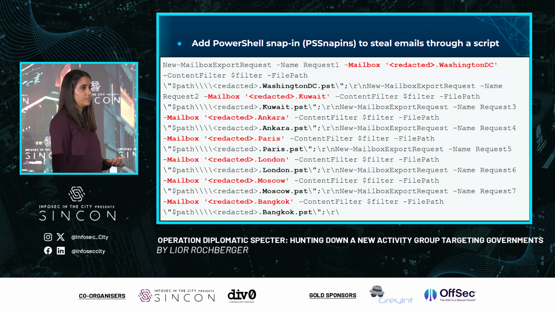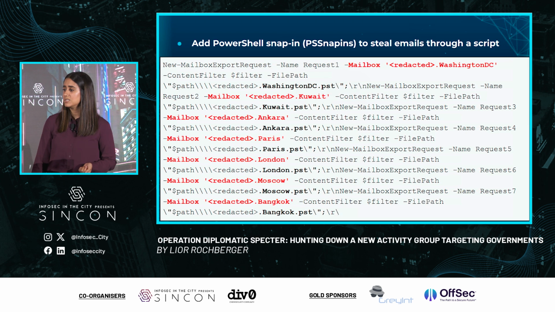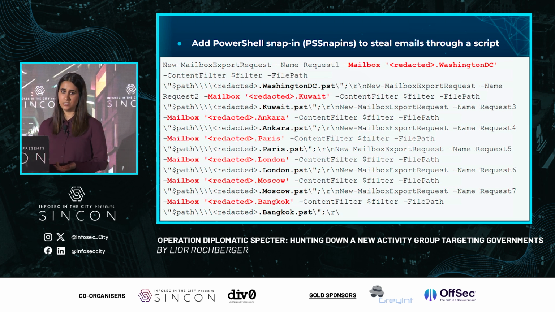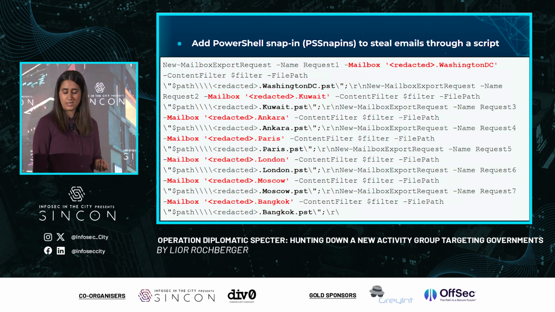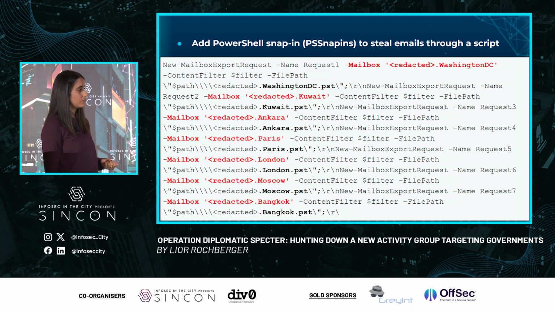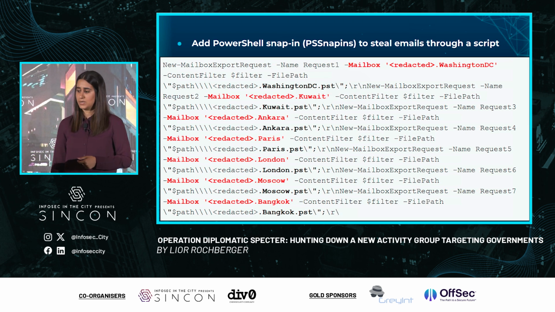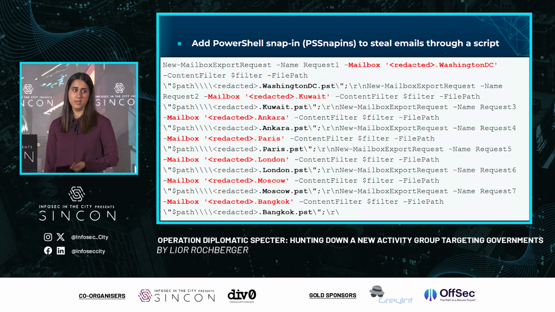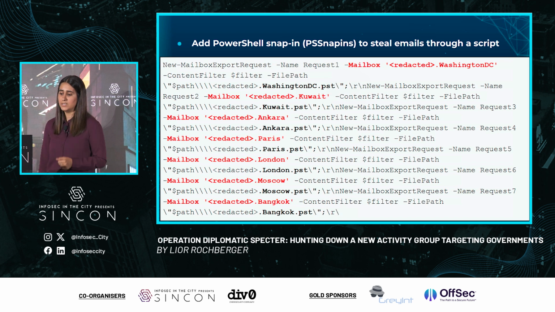And this interest of theirs in the Ministry of Foreign Affairs was also observed in another method, which is to add PowerShell snap-ins of Exchange in order to manage the Exchange server and, of course, to steal emails. And the threat actor used this technique in order to steal thousands of correspondence between embassies and diplomatic missions all over the world. You can see here just a few of them, but you have here Washington, D.C., Kuwait, Ankara. You have, of course, countries in the Middle East and Africa. And overall, we found over 100 embassies that were targeted in the attack.